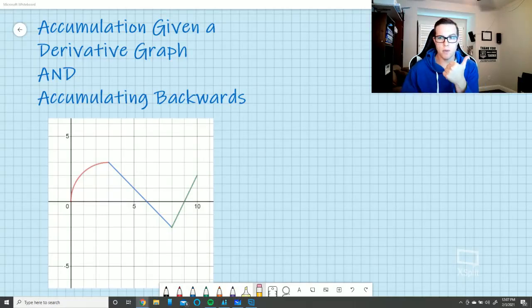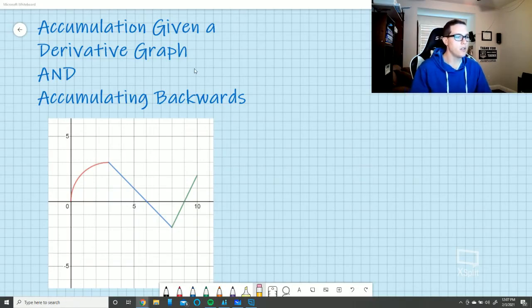So the goal is to be able to, whether I give you an equation, whether I give you a table, or whether I give you a graph, do these accumulation type things where you are finding information about the original function based on one of those three things as the derivative. So I give you the derivative as a table, derivative as an equation, or derivative as a graph, which is what we're doing today. So I would copy this graph down in your notes.